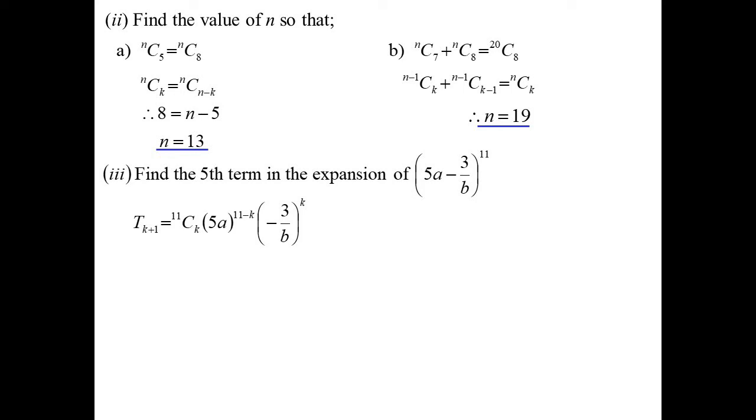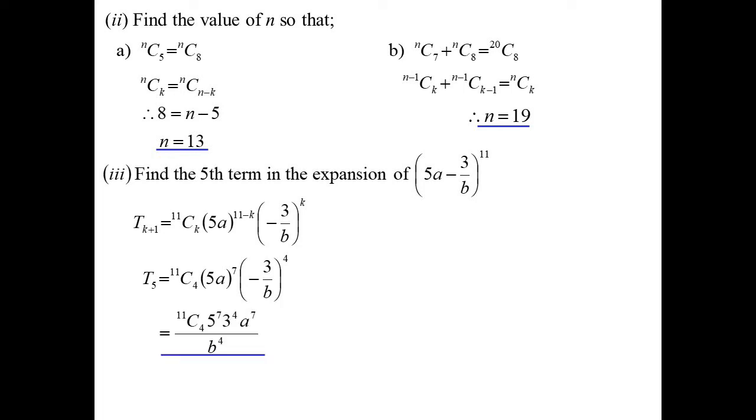So term k + 1, 11Ck, (5a) to the power of 11 minus k, (minus 3 on b) to the power of k. In our situation, k + 1 is 5, the fifth term. So I'm substituting in 4 for k. So 11C4, (5a) to the power of 7, (minus 3 on b) to the power of 4.